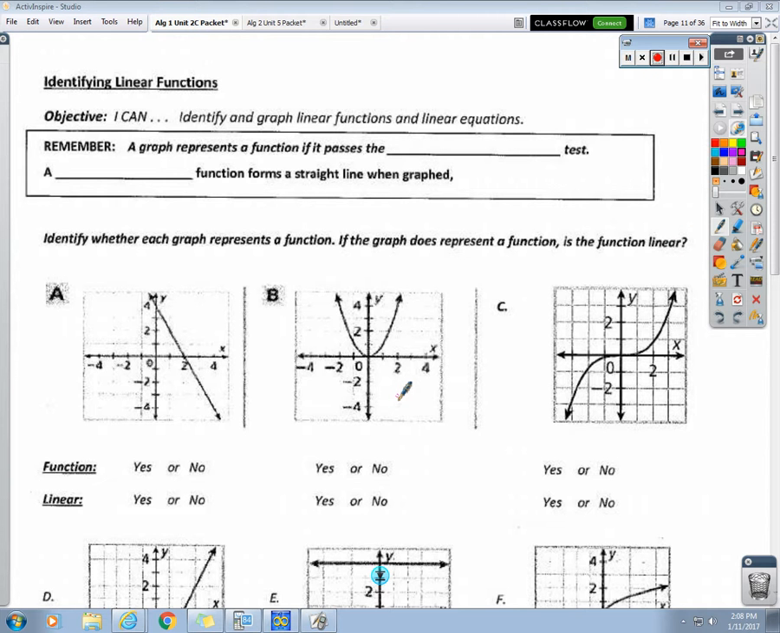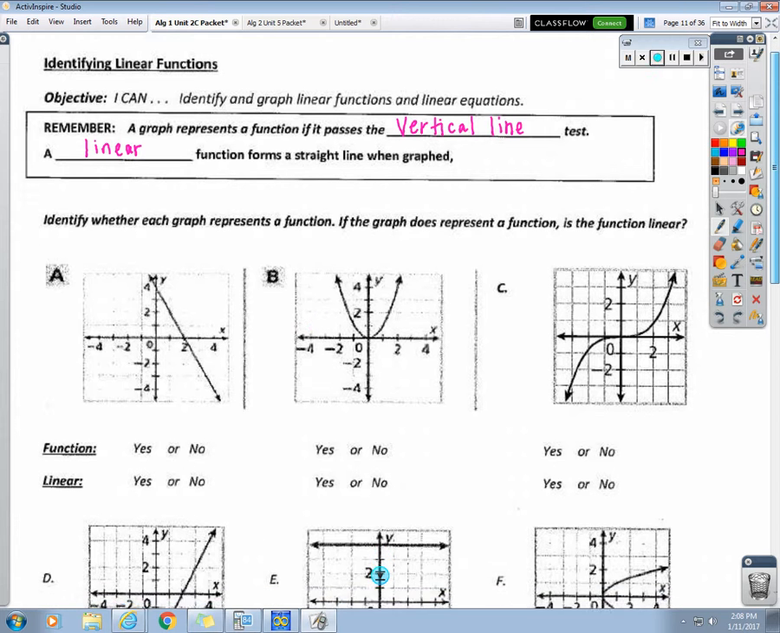How to identify and graph linear functions and linear equations. A graph represents a function if it passes the vertical line test. A linear function forms a straight line when graphed.